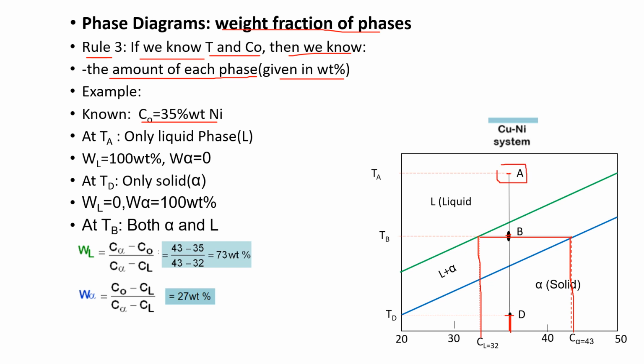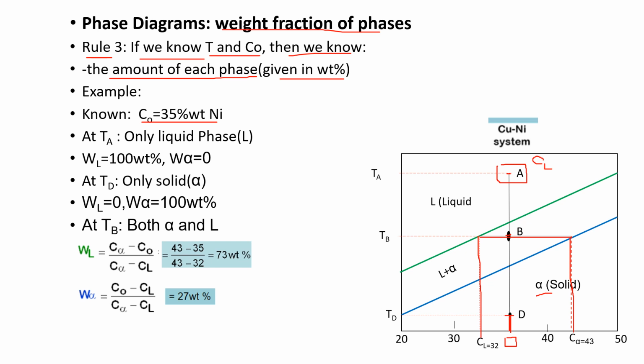The amount of liquid CL will be equal to this composition. Similarly, the amount of solid at point D will also be equal to this percentage. But now we are interested to find out CL and C alpha for point B.